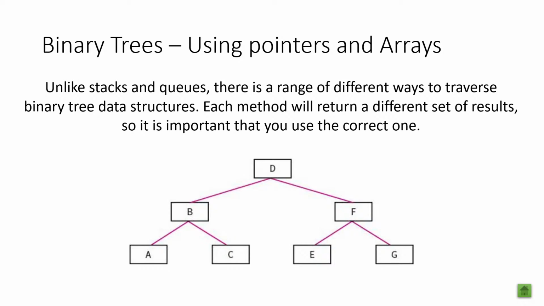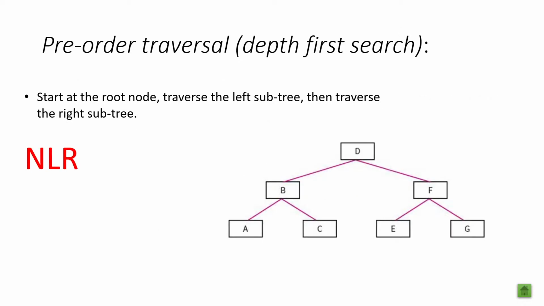Now what you might get asked is to use pointers and arrays to actually control trees. Unlike stacks and queues, there is a range of different ways to traverse a binary tree data structure, and each method will return a different set of results. So you have 3 traversal methods, the first one being pre-order.